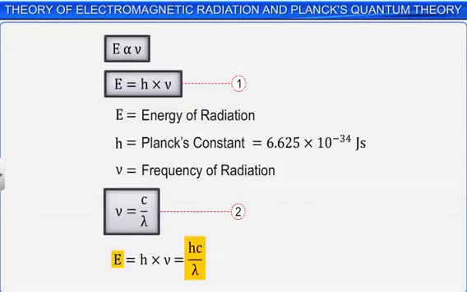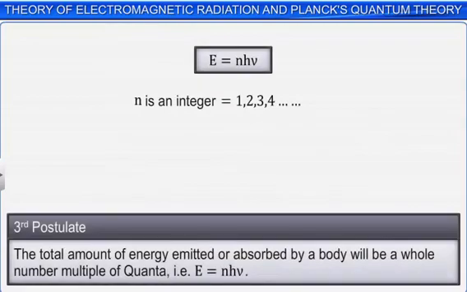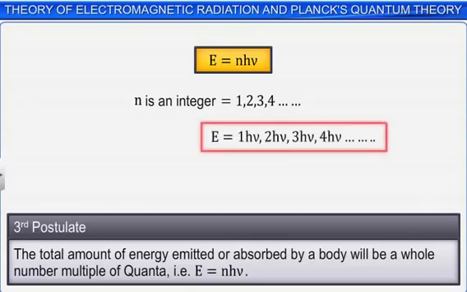The third postulate says that the total amount of energy emitted or absorbed by a body will be a whole number multiple of quanta. That is, E is equal to nhν. This means that an atom or molecule can absorb or emit either one quantum of energy or any whole number multiple of quanta. Note that only certain values of energy are permissible. This is called the quantization of energy.